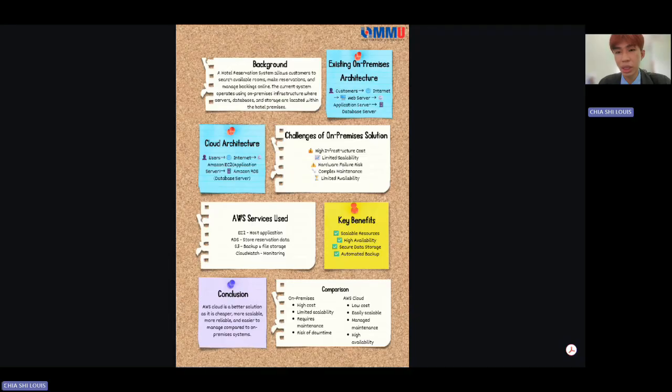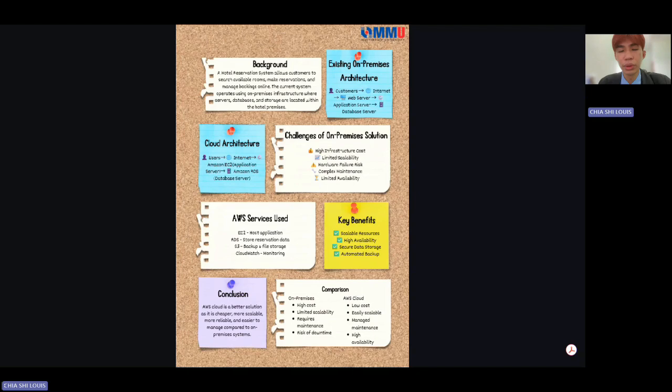Another challenge is hardware failure. If a server fails, system downtime may affect business operations and customer satisfaction. On-premise systems also require complex maintenance, including hardware repair, software updates, and security management. Finally, these systems often have limited availability, especially during maintenance periods or unexpected hardware failures.